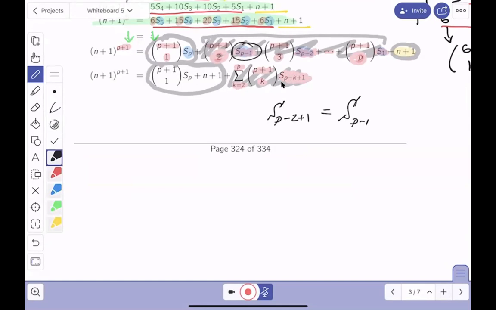Let me see if I go to the end, which is P. What would I get? S, P minus P plus 1. Well, that would give me S1, I'm sorry. Do I stop there? Of course I do. So this sum looks good. All right. Now, keep this in mind.